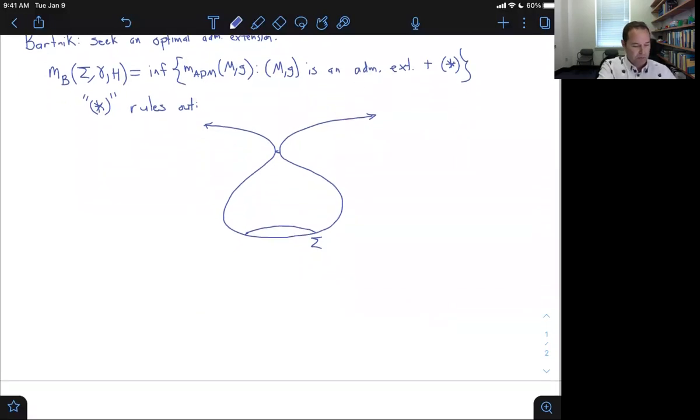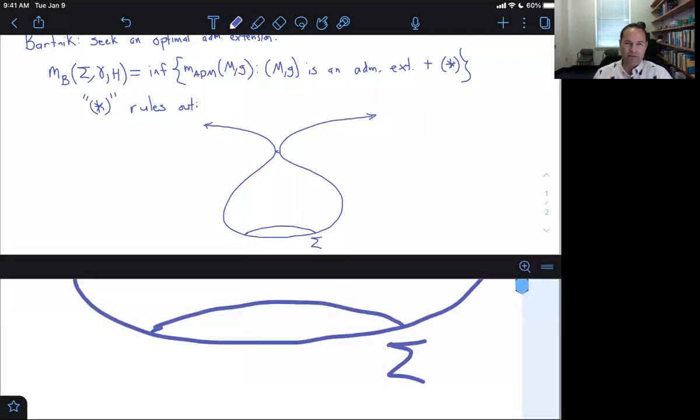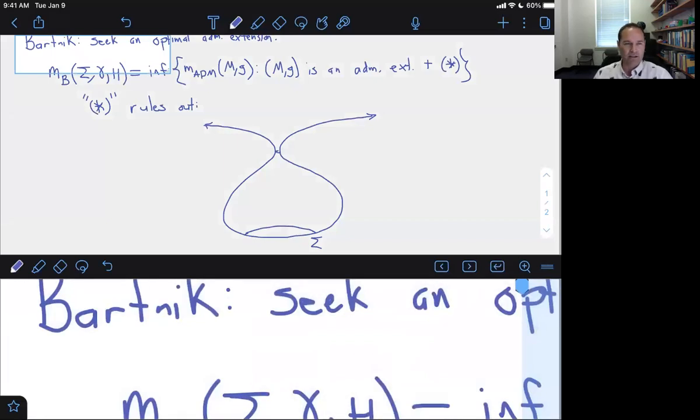Now the Bartnik mass, I'm not going to write down everything that's known about it. One of the first things to learn about it is it's actually very hard to compute exactly. It's really only known in very specialized cases such as rotational symmetry. So it can be challenging to work with. There are many estimates for it from above and some from below. Bartnik identified a number of nice properties it has as a quasi-local mass in general relativity.